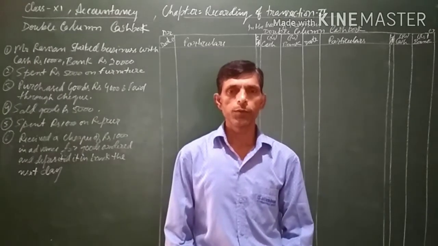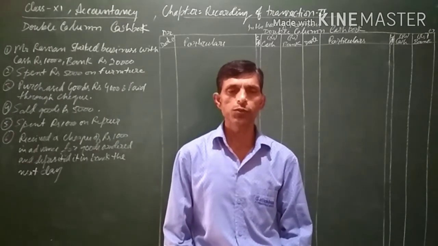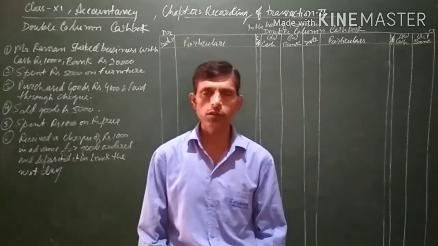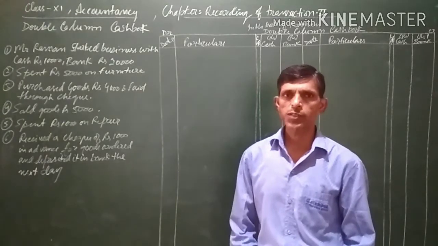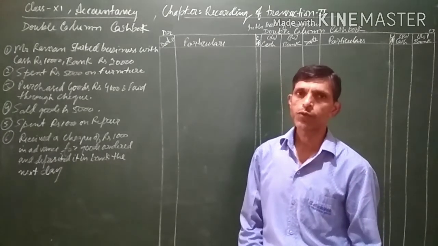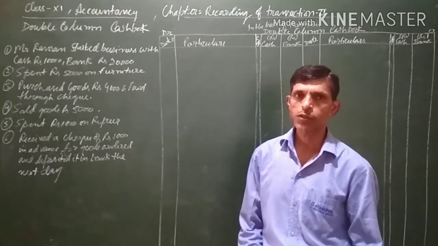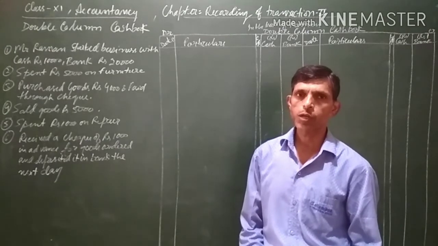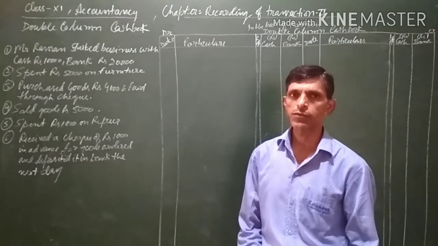In this video, we will be learning about double column cash book. In the previous video, we learned about single column cash book, or simply the simple cash book. Now in this video, we will be discussing the double column cash book, wherein there are two amount columns on each side, that is, on the debit side as well as on the credit side.